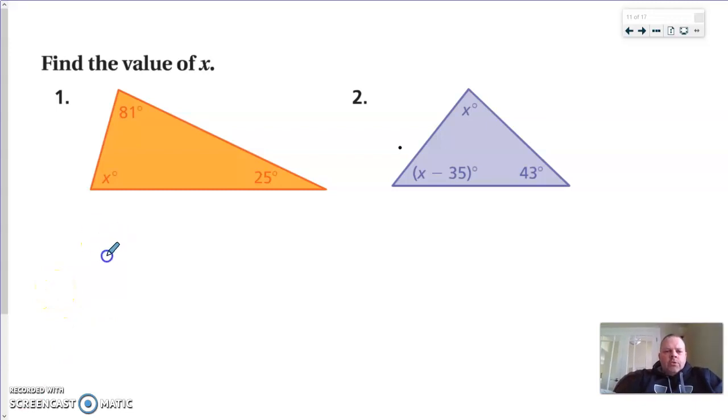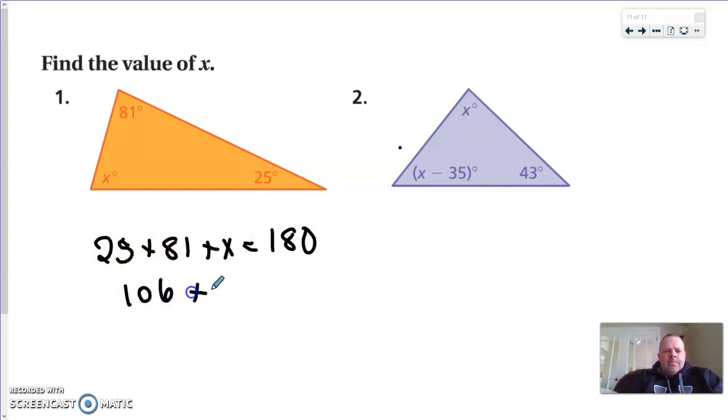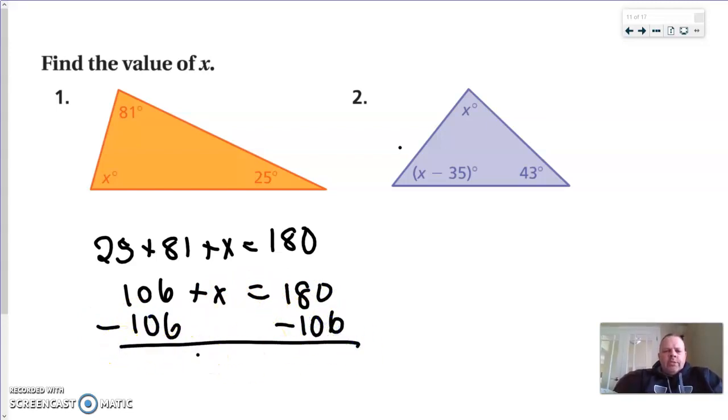We know that 25 plus 81 plus x equals 180. When we add those two together, we get 106 plus x equals 180. Again, we are going to subtract the 106, so we will get x equals 74 degrees.